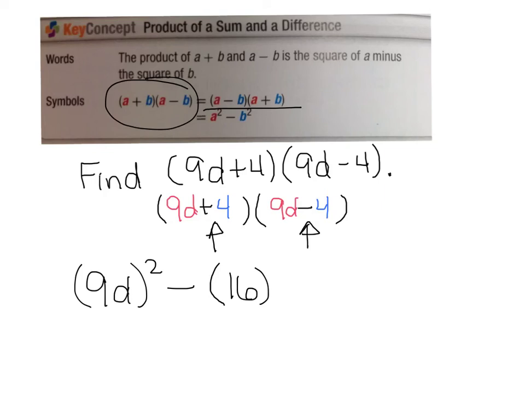Now if I FOILed this out, or if I use the distributive property, or whichever method you're using to multiply binomials, you would see that your middle term, or your OI, would add out, because we would have 36d minus 36d. So that middle term would add out. And my answer for this problem, let me change one thing real quick here. We would have 4 squared. Keep the sign of the negative. So we would have 9 times 9 is 81d to the second power minus 16.